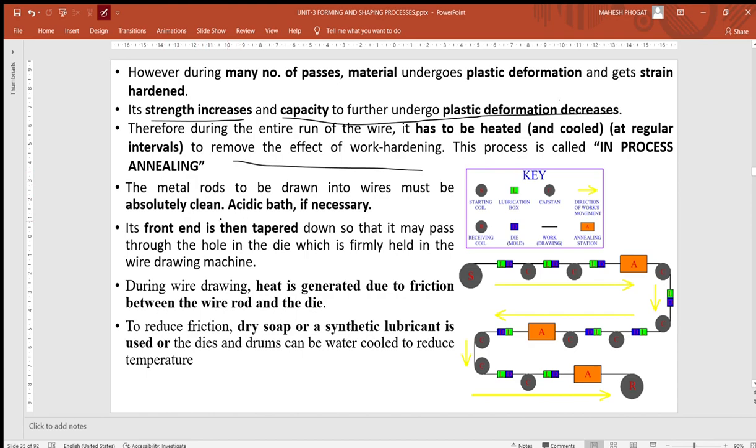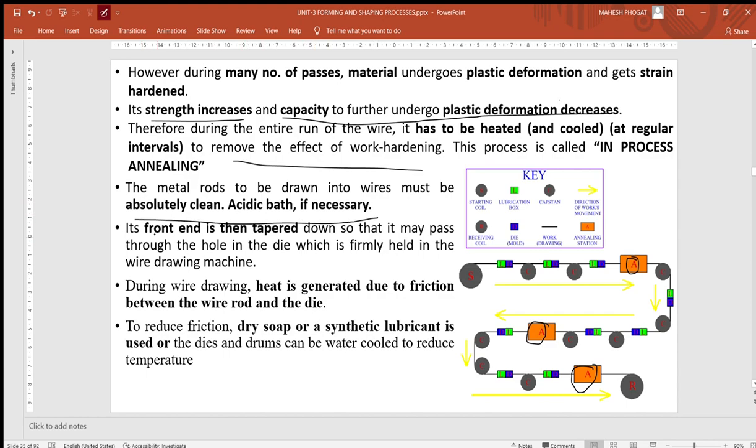What happens is there is a continuous lubrication box, and an annealing station is available. If you see the right side of the diagram, there are annealing stations: this is one, this is the second, this is the third. These annealing stations will help remove the effect of plastic deformation. Similar to the previous drawing method, you can clean your workpiece by an acidic bath or by different methods.